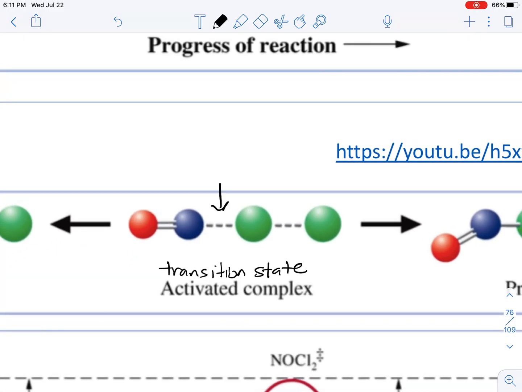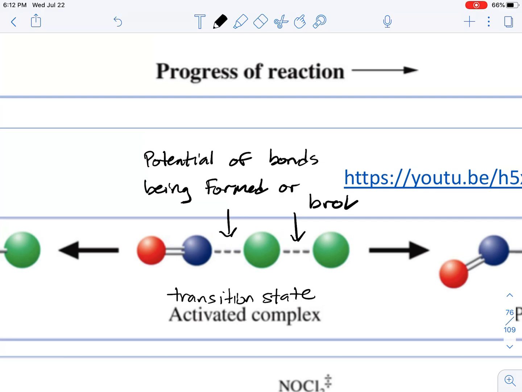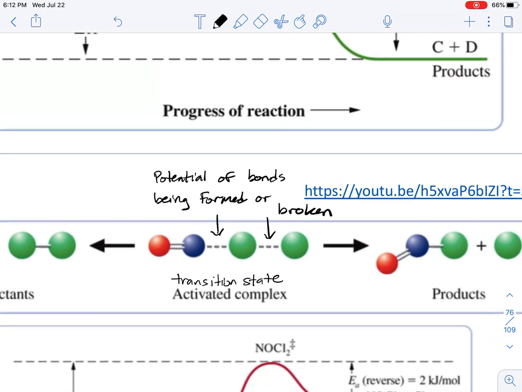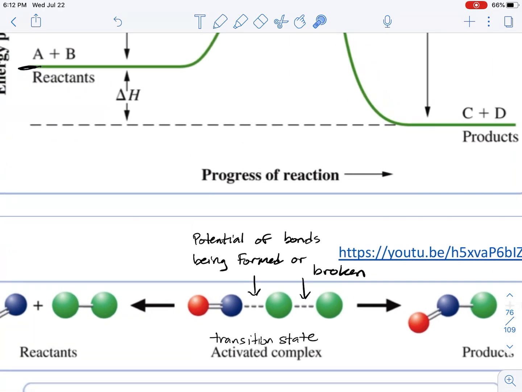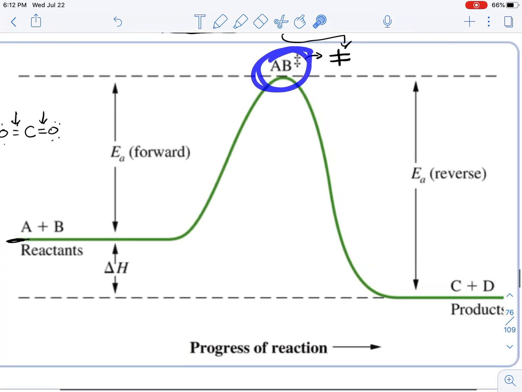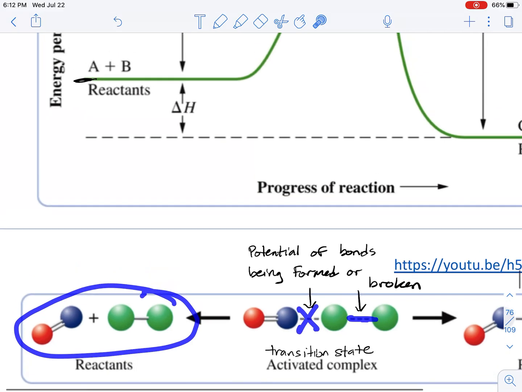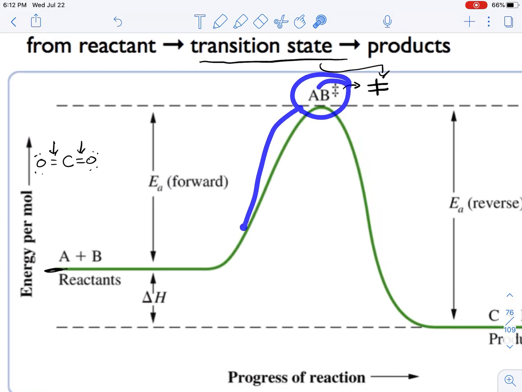And this dotted line represents the potential of bonds being formed or broken. So what do I mean by that? Well, if this transition state typically represents the top of this hill, then if this bond was not formed and this bond is formed, then it'll look like our reactants. In other words, on a potential energy diagram, we're going from the transition state back to the reactants.